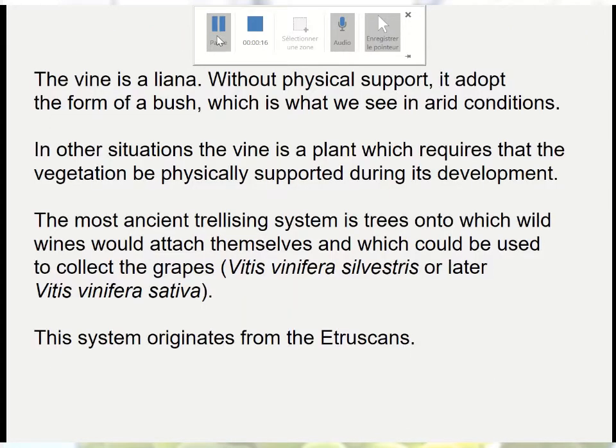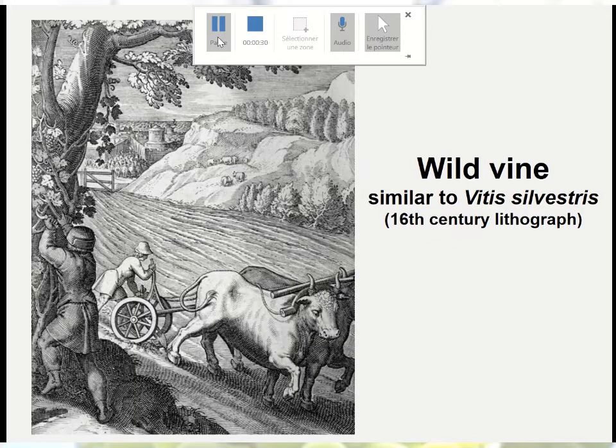As the vine is a liana, it will need a physical support to grow, except in dry conditions as we already saw. This is an example from the 16th century of a vine growing in a tree. Obviously, it seems that this is a wild vine.